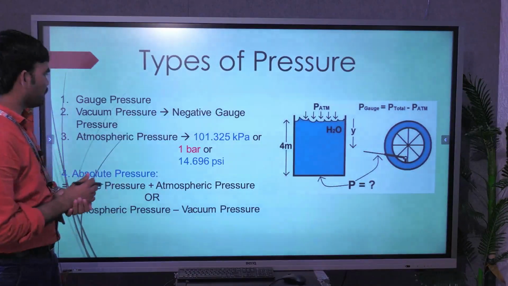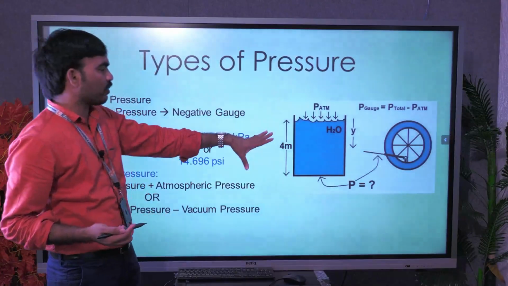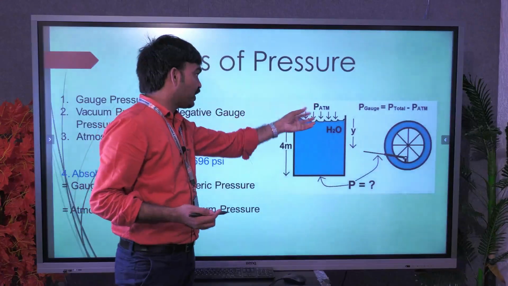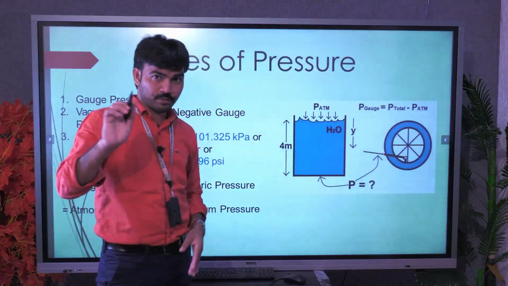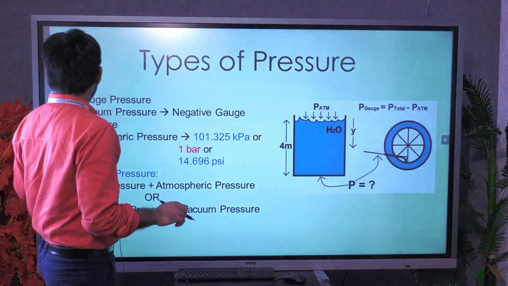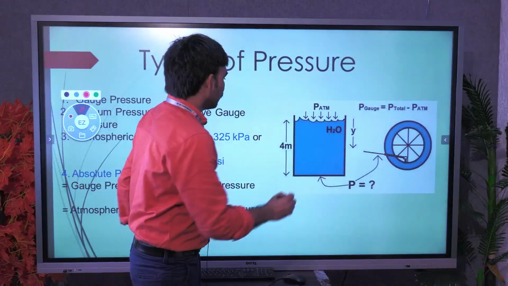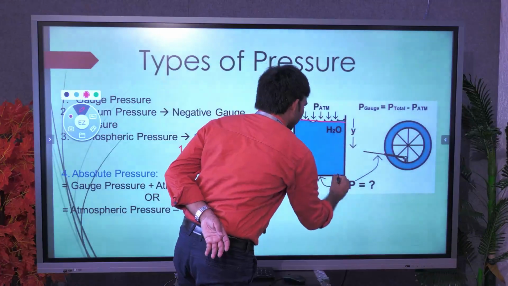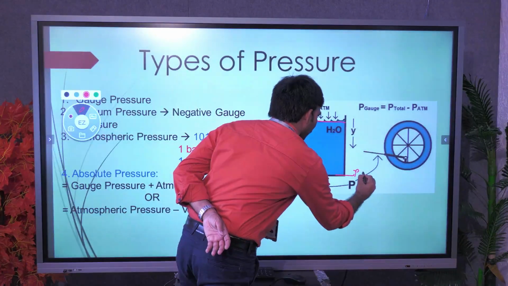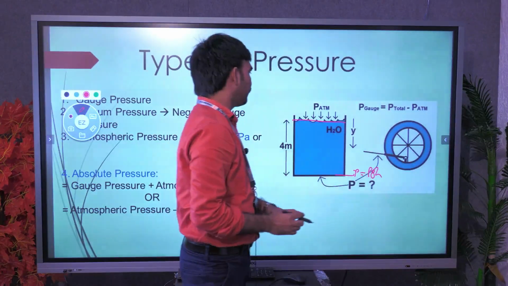Yeah, this is the same concept we discussed so far. If you carefully observe this diagram, what is the total pressure here? Total pressure includes the atmospheric pressure, but if you want the gauge pressure, you have to subtract the atmospheric pressure, right? See here, for example, if I measure the pressure at this point, how do I measure? Rho g h.